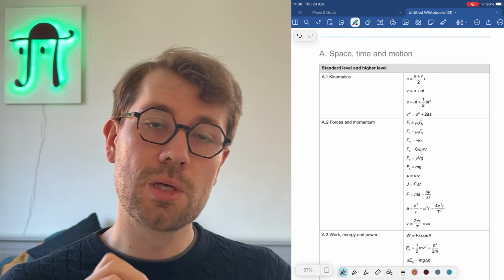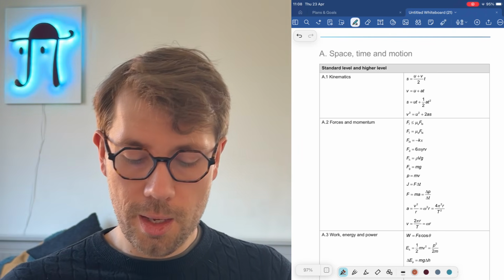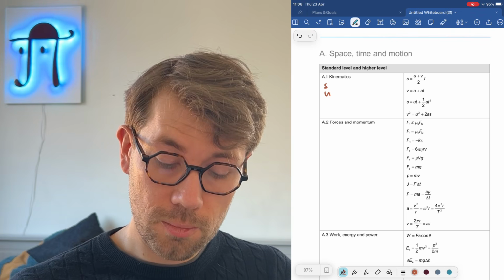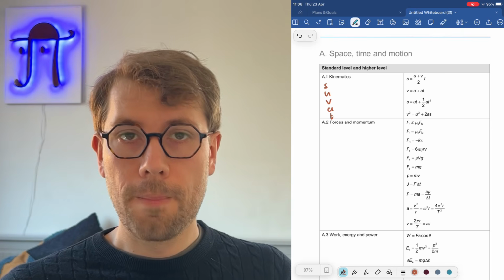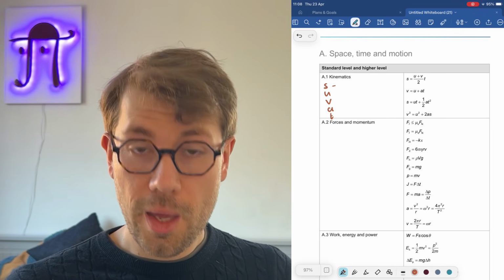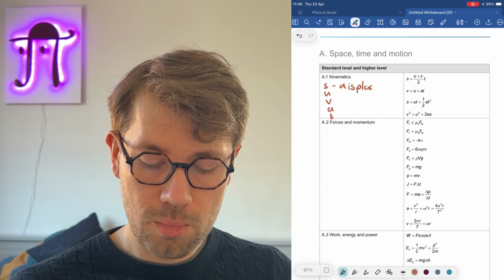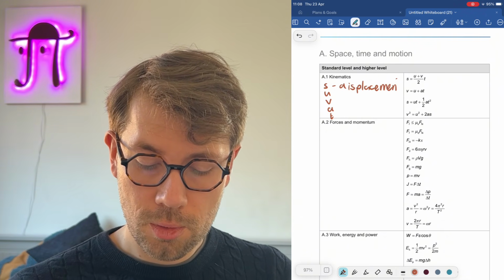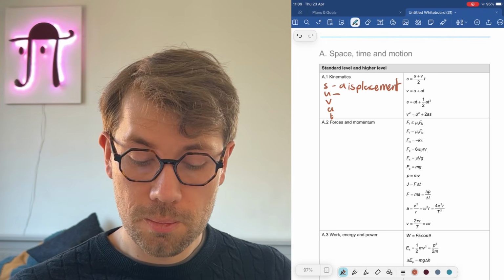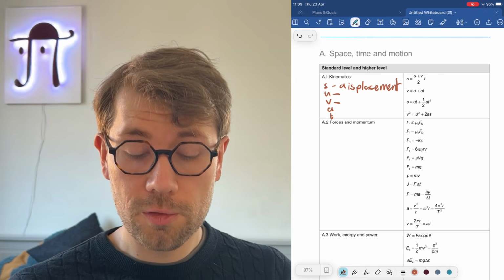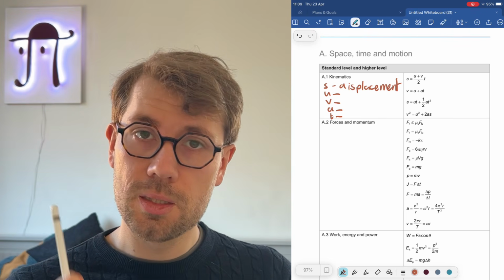A1, kinematic equations. Your teacher might have called these SUVAT equations, and that's because we've got these different variables which spell SUVAT. S stands for displacement. I'm just going to say them for you. U is initial velocity. V is final velocity. A is acceleration. And T is time taken.